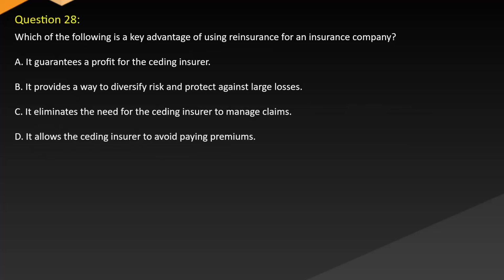Question 28. Which of the following is a key advantage of using reinsurance for an insurance company? A. It guarantees a profit for the ceding insurer. B. It provides a way to diversify risk and protect against large losses. C. It eliminates the need for the ceding insurer to manage claims. D. It allows the ceding insurer to avoid paying premiums.